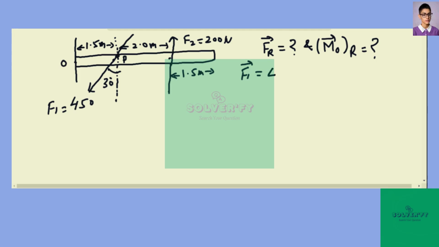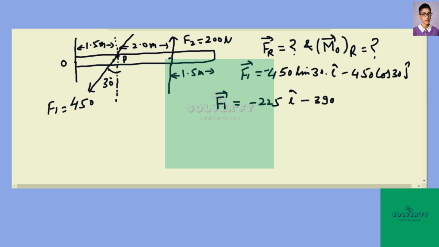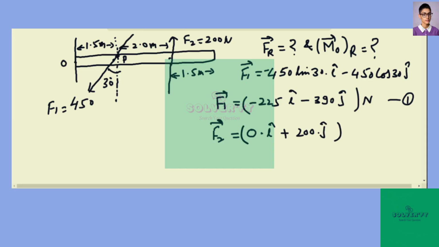When you resolve F1 into components, the force is 450 Newton, so minus 450 sine 30 I cap minus 450 cos 30 J cap. Now substitute the value. So it would be minus 225 I cap minus approximately 390 Newton J cap. So this is F1. Similarly, F2 is acting in the vertical direction, so its X component is 0 and its Y component is 200 J cap Newton.